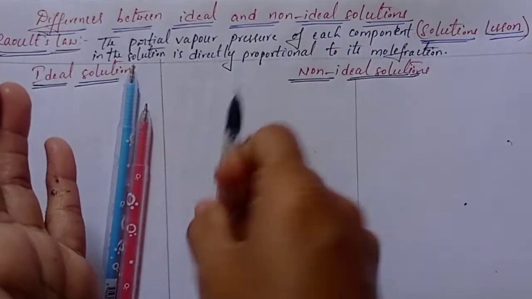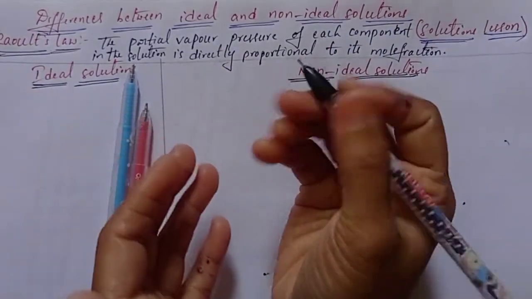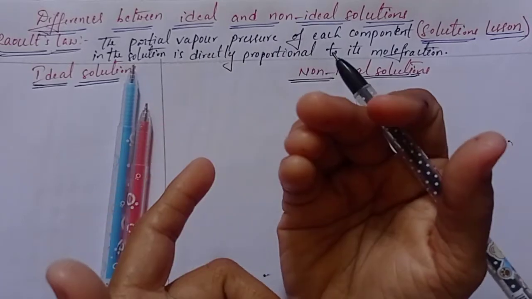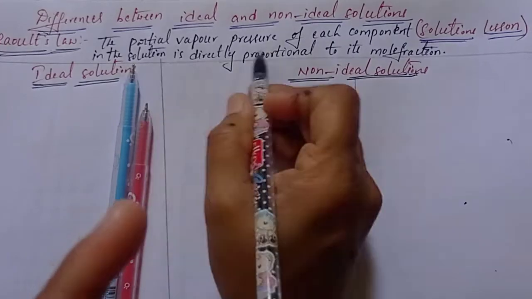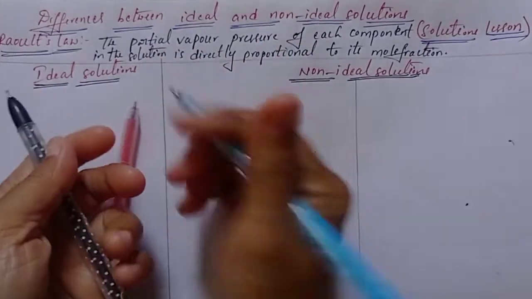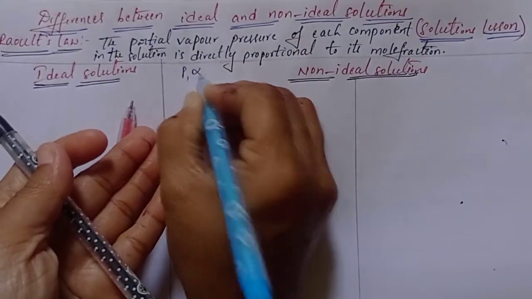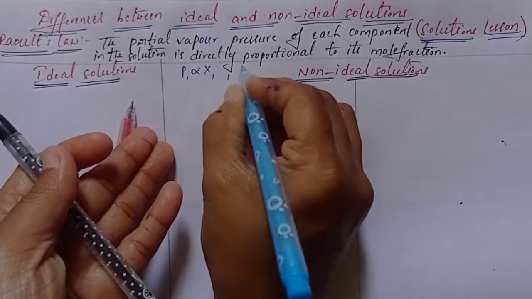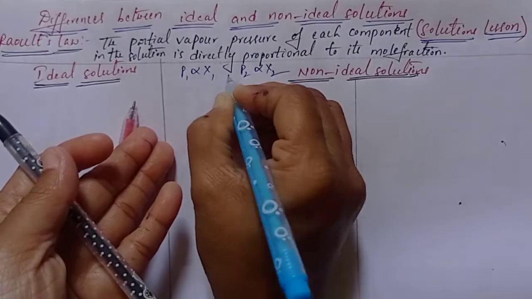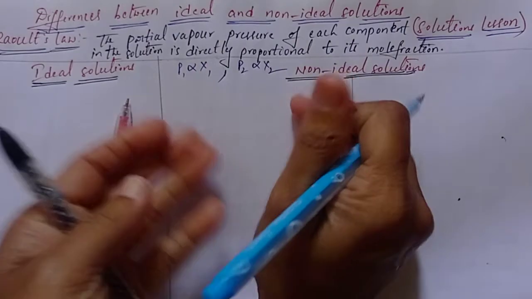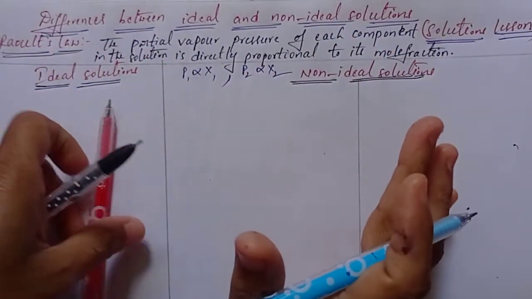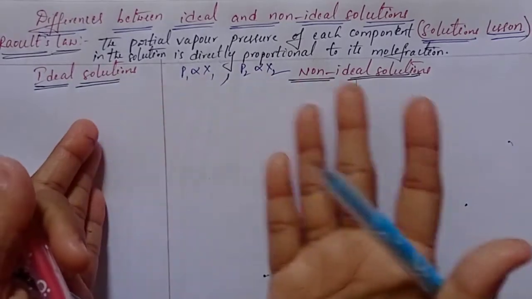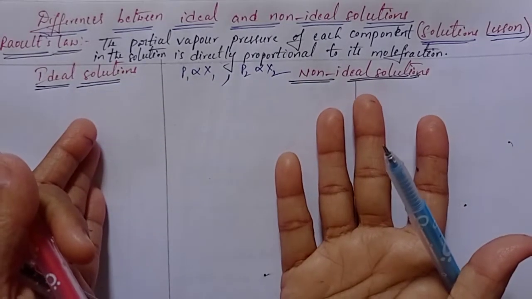So we can write it as: suppose P1 and P2 are the partial vapor pressures of the two components and the mole fractions are x1, x2. Then according to Raoult's law, P1 is directly proportional to x1, P2 is directly proportional to x2, correct? So like this we can write. This is the statement of Raoult's law, students. Clear this one? Now I'm going to discuss the differences between ideal and non-ideal solutions.